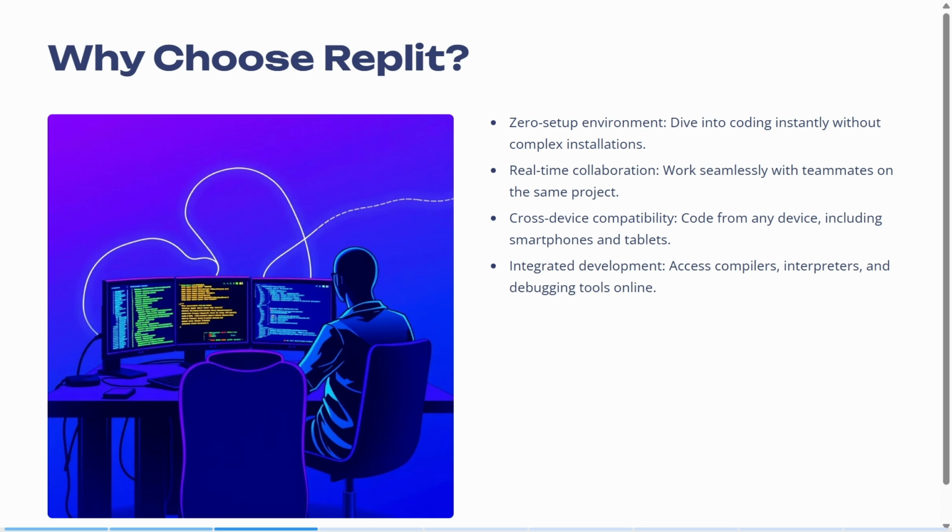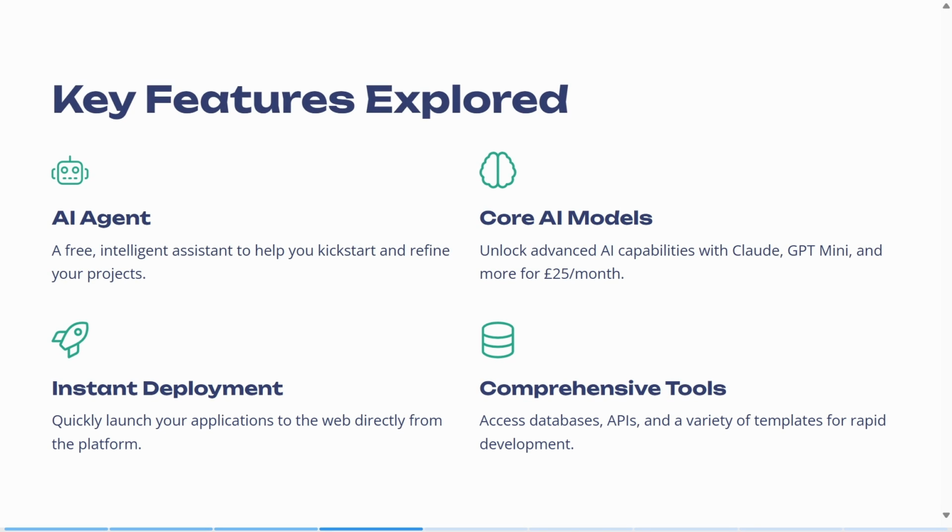Let's look at the main features Replit gives us. First, the AI agent, which helps us write or fix code, with core AI models like Claude and GPT Mini. If you buy the Core plan, you get instant deployment: your app goes live with one click. There are other tools like databases, APIs, and project templates. So it's not just an editor, it's a full coding workplace.